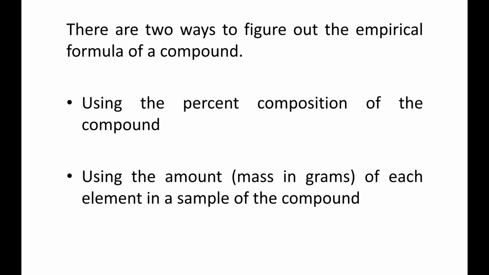Okay, there are two ways to figure out the empirical formula of a compound. Using the percent composition of the compound, so all the stuff that we've been doing with the lab and everything else, where we're calculating the percent composition, well, now we're going to use the percent composition to figure out the empirical formula. So basically, we're going to go backwards. You can also use the amount, or the mass in grams, of each element in a sample of the compound.